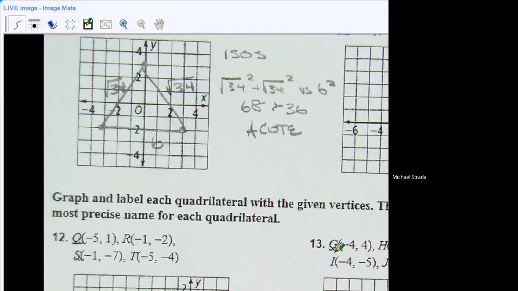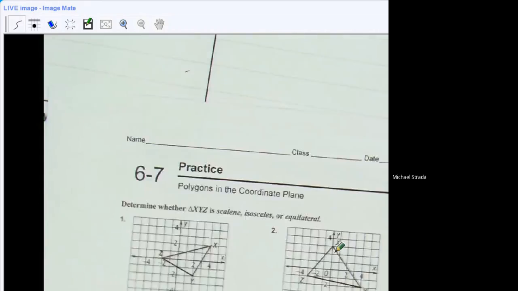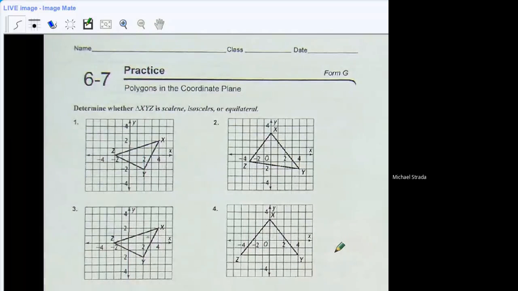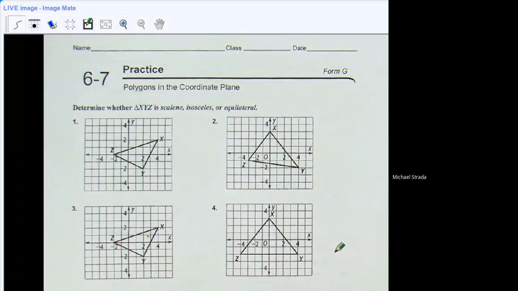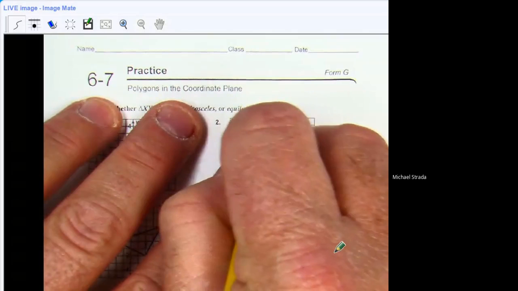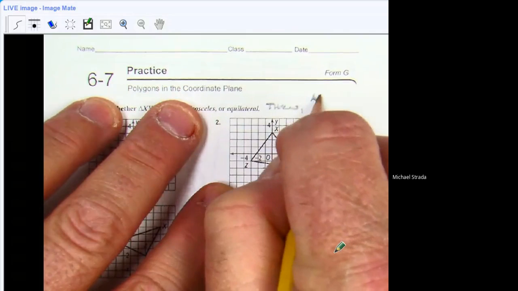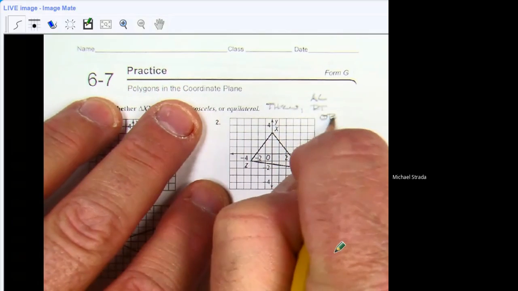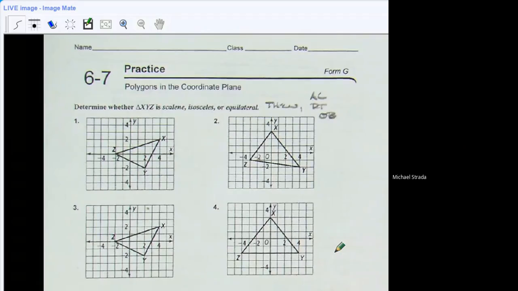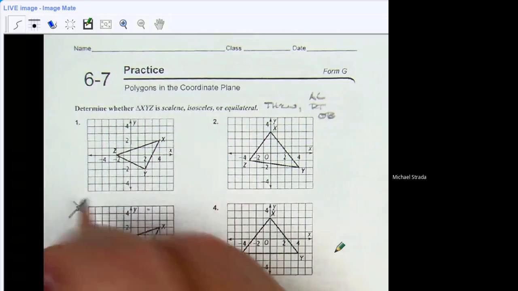All right, so let's go over practice G really quick to make sure you don't waste your time and you do the assignment correctly. Now we're looking at G, due tomorrow at 3 o'clock. Determine whether triangle XYZ is scalene, isosceles, or equilateral. Then determine if it's acute, right, or obtuse. So you're doing both. Now, if you take a quick look at numbers 1 and 3, what do you notice about 1 and 3? They are exactly the same. You do not need to do 1 or 3. You just have to do one.